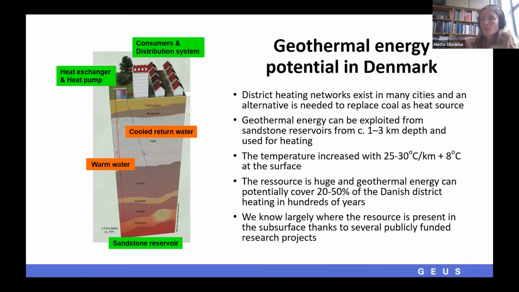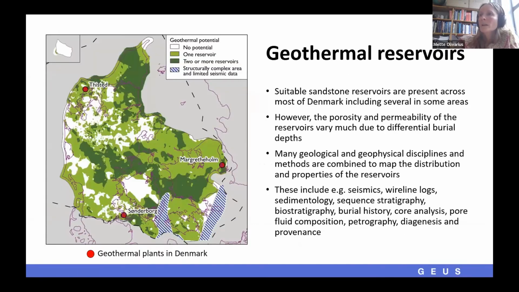So we largely know where the resource is present in the subsurface due to some publicly funded research projects we have carried out. And here is an overview of Denmark, as I will use an example in this talk. And the suitable reservoirs are present across most of the areas. You can see here in the light green where there's 1 reservoir, and dark green where there are 2.